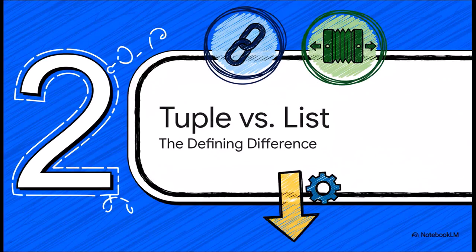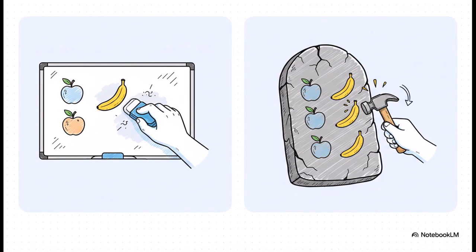So with those properties in mind, it brings us to the most important comparison you can possibly make. What is the actual difference between a tuple and a list? I promise, once you get this, everything else just clicks into place. And here it is, plain and simple. The one single defining difference is mutability.